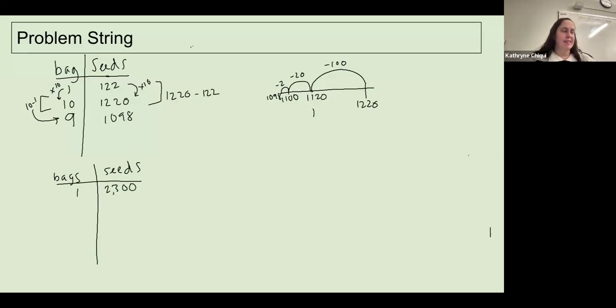Okay, so 2,300 seeds. So if one of those Costco size bags has 2,300 seeds in it, how much would 10 bags have? How much would 10 bags have?